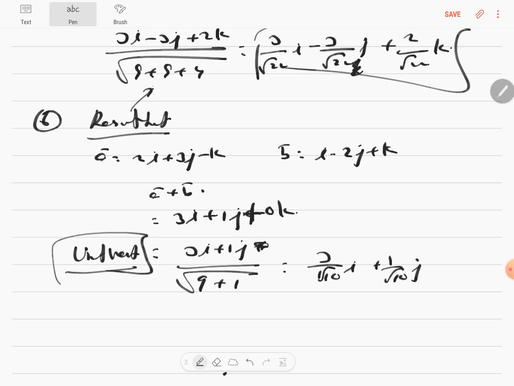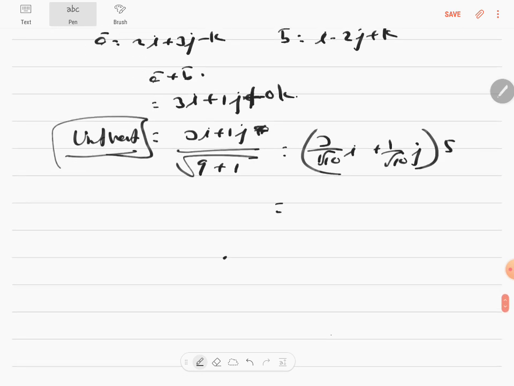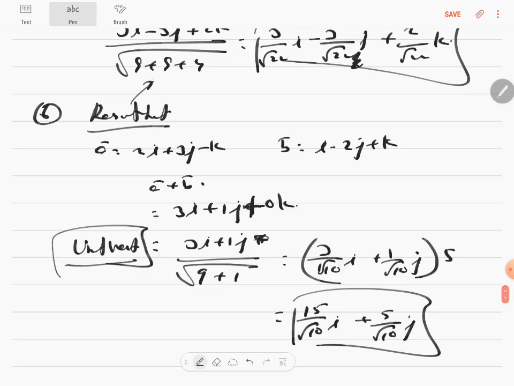But here they are saying the magnitude is 5 units. So just multiply this whole thing with a 5. Unit vector multiplied by 5 will give you 5 units. So 15 by root 10 into i plus 5 by root 10 into j. They would have probably rationalized the answer. You can check that out. So let's go to the next sum.